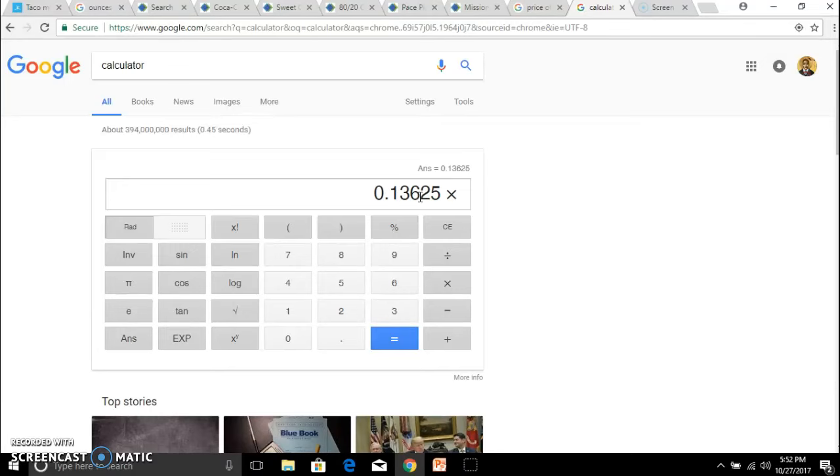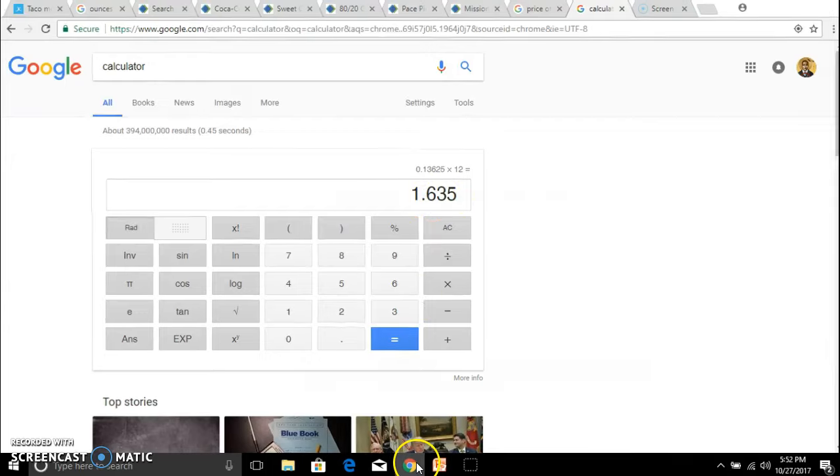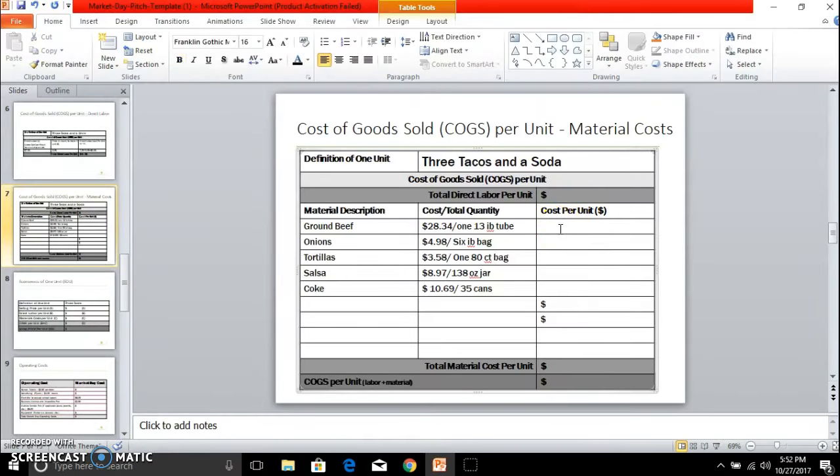We're serving 3 tacos at 4 ounces each, which means we have 12 ounces. So 13.625 times 12 is going to equal $1.635. So we're going to round this up to $1.64. So the cost per unit here is $1.64.